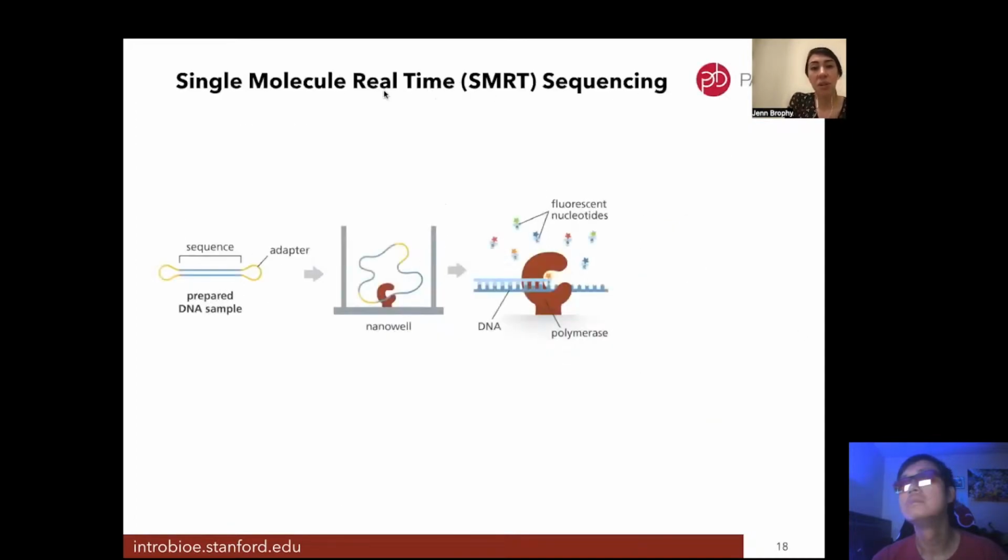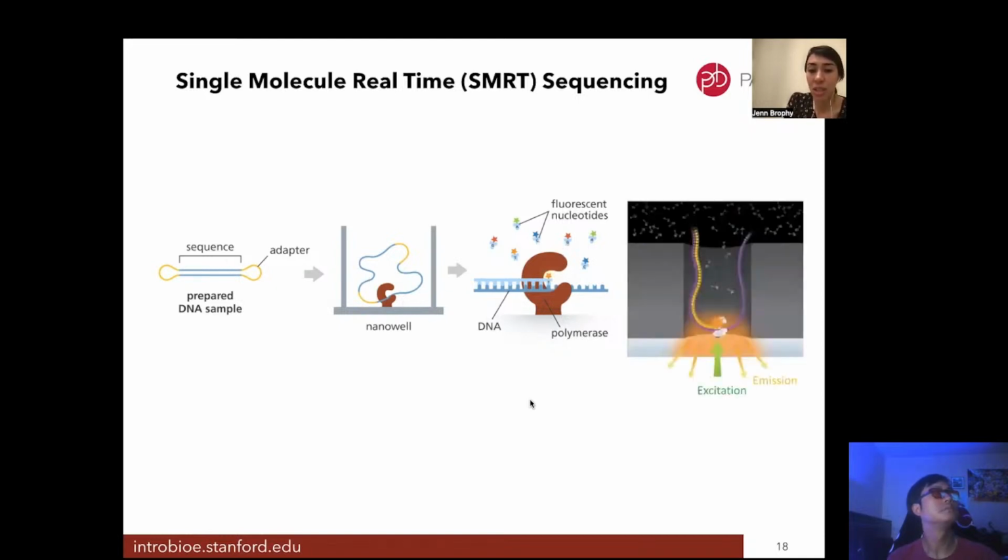Now, the next type of sequencing that we're going to talk about is single molecule real-time sequencing. This is different. So here you're taking the sequence that you want to know, and you ligate on these adapters. So you make a full DNA circle. And then at the bottom of a nanowell, a very small little well in a chip, you have a single polymerase fused to the bottom. And that polymerase will incorporate, or try to make a copy of, this single strand of DNA. And as it does, it will incorporate fluorescent nucleotides.